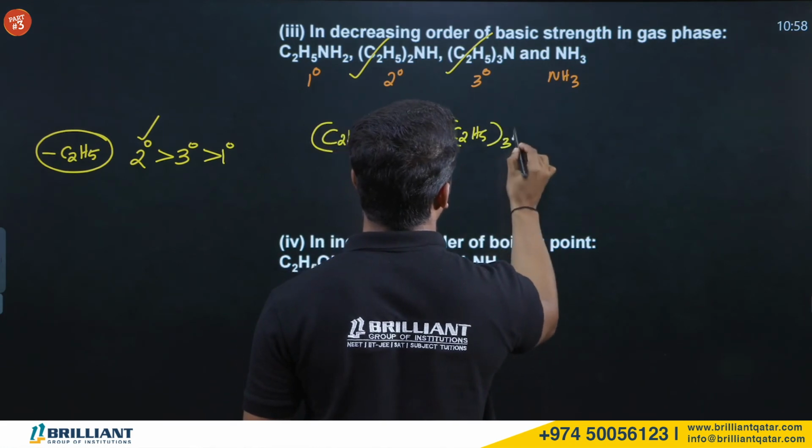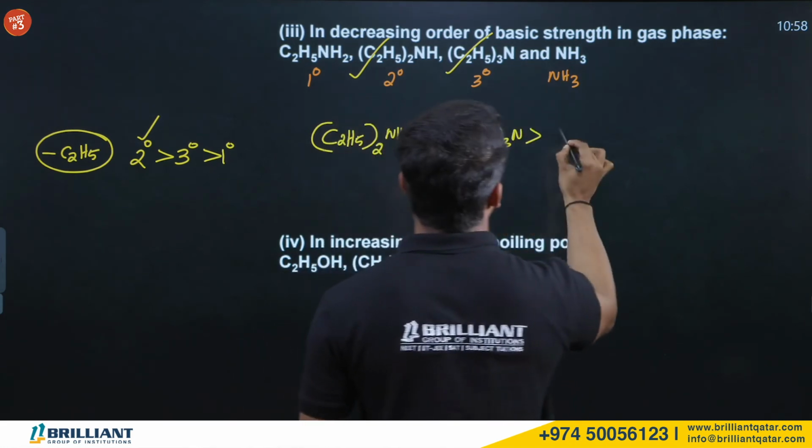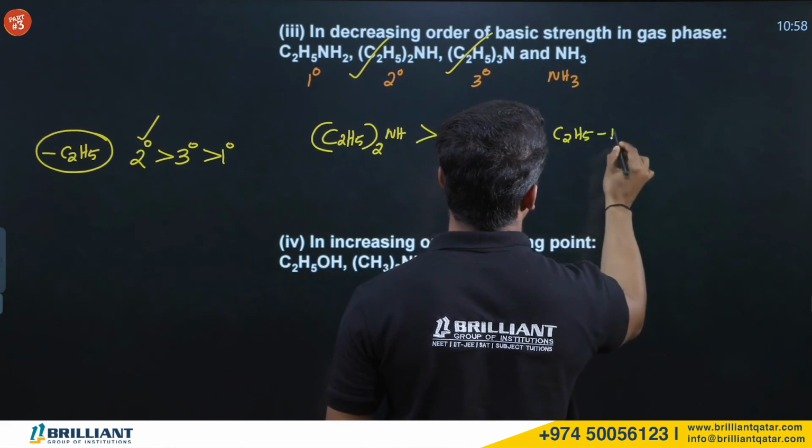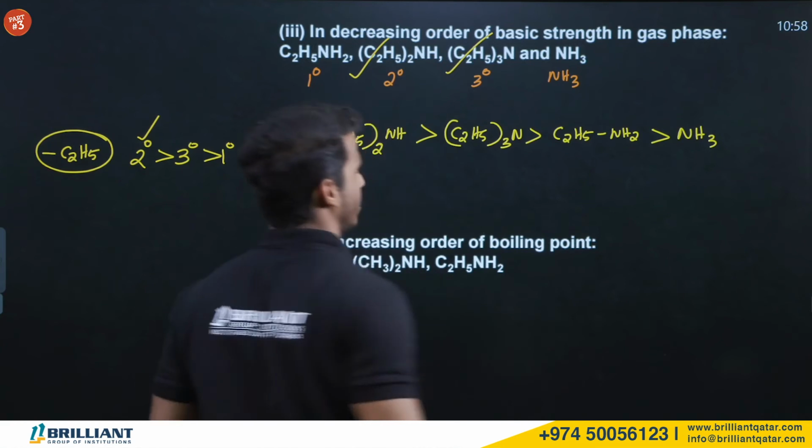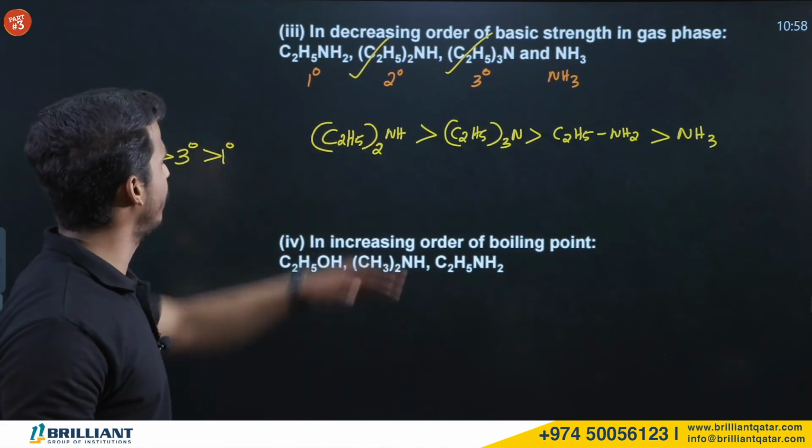(C2H5)3N, then primary amine C2H5NH2, and the least basic is ammonia compared to alkyl amines, right? Decreasing order of basic character.